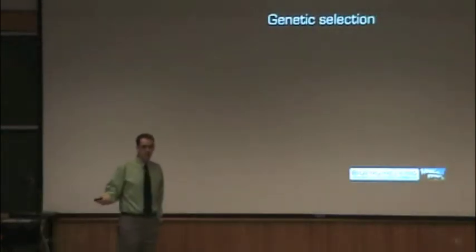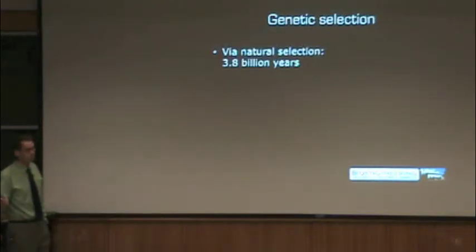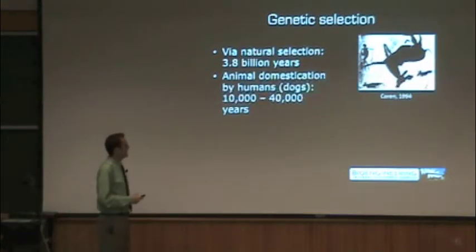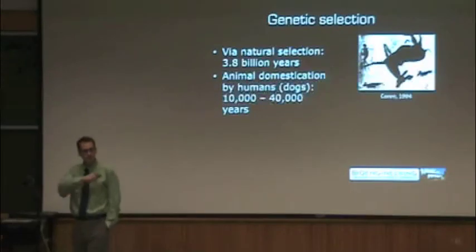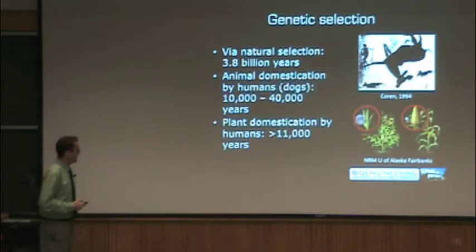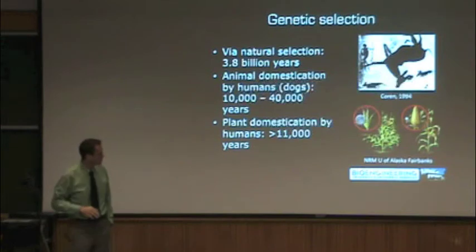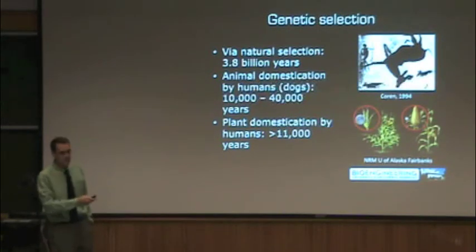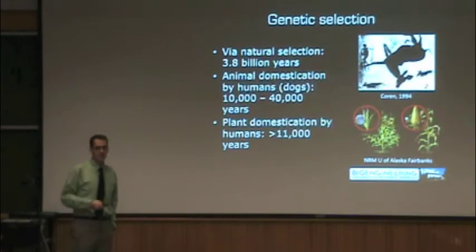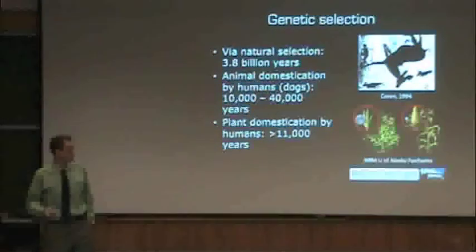So genetic selection is something that's been going on for a long time. Via natural selection for about 3.8 billion years, depending on who you ask. Animal domestication has been happening for 10,000 to 40,000 years. That's actually a cave painting of dogs from a hunter. And plant domestication by humans for about 11,000 years. You can see that picture there on your right is the corn that we're used to getting at the farmer's markets. On the left is its ancestor. Extremely different in both size and presumably deliciousness.